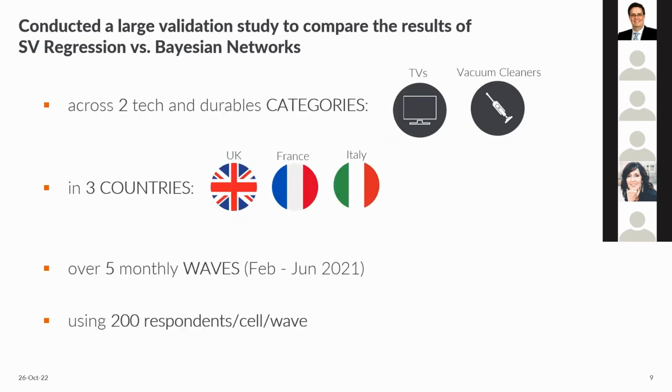So this led us to do a study where we compared the results of the two approaches. So just some details of the study. It was quite a large study. We did it in two tech and durables categories, TVs and vacuum cleaners, in three countries, UK, France, and Italy, across five monthly waves. In each wave, and in each cell, we had 200 respondents. So across all the waves and cells, we had quite a large sample.